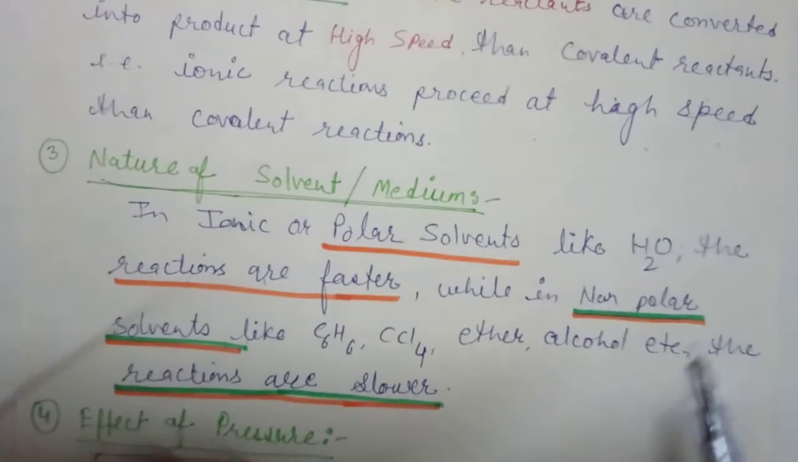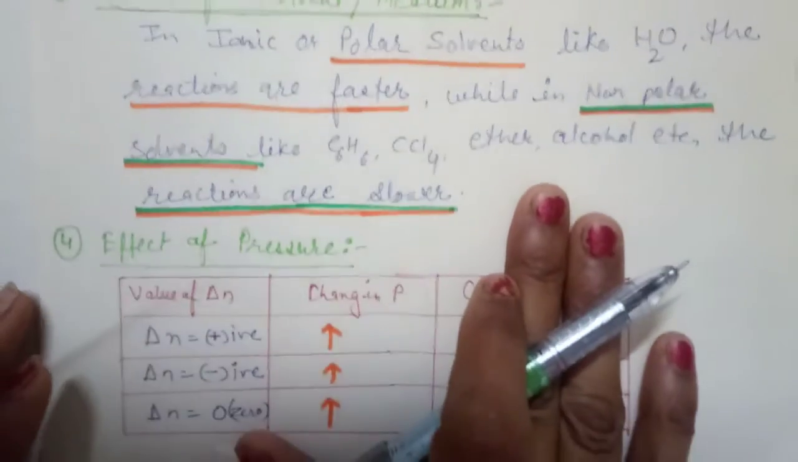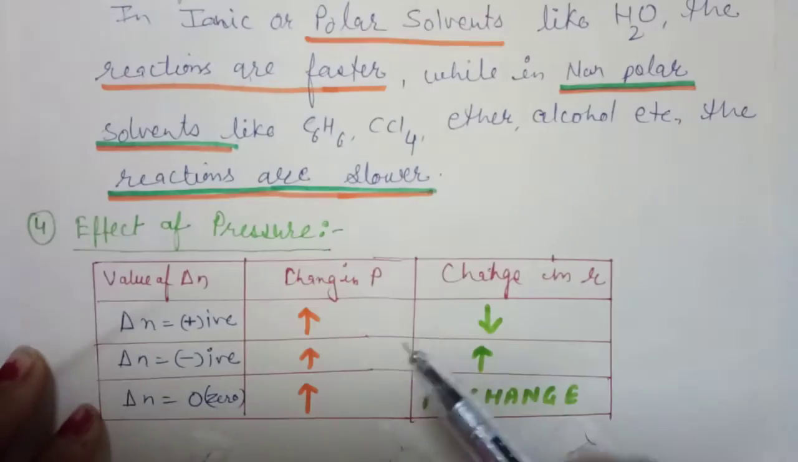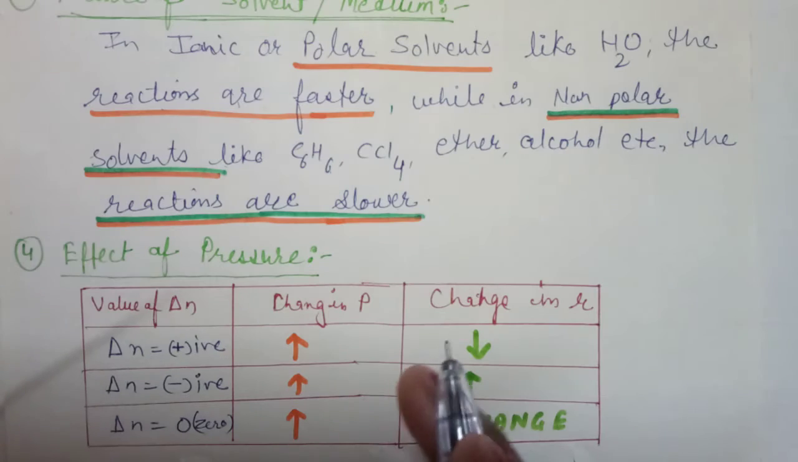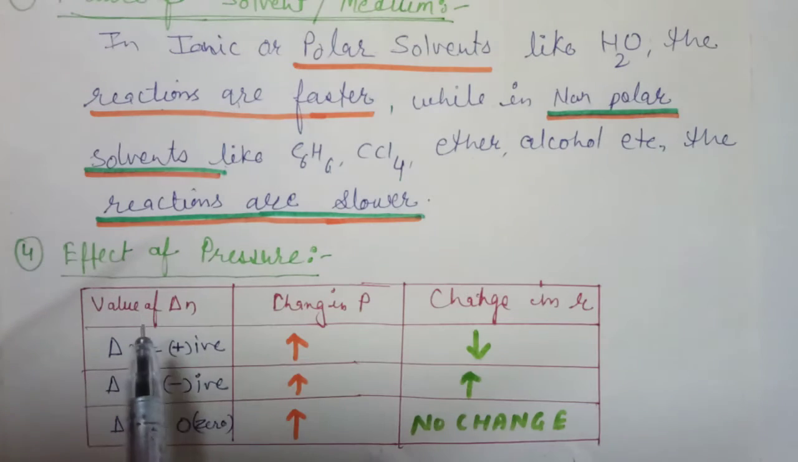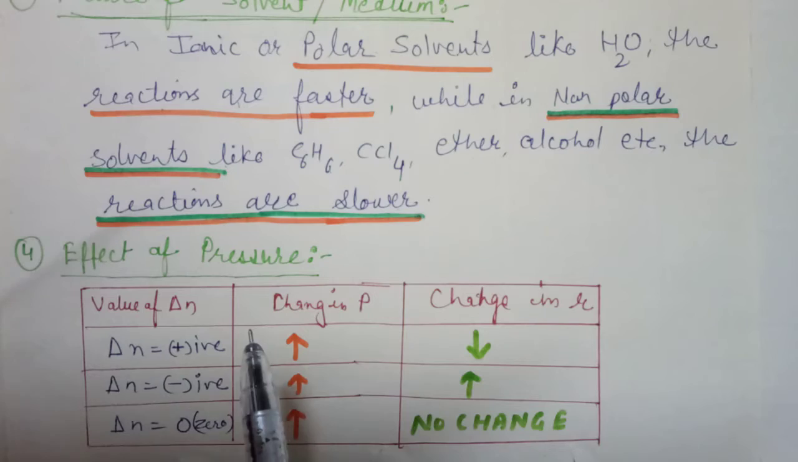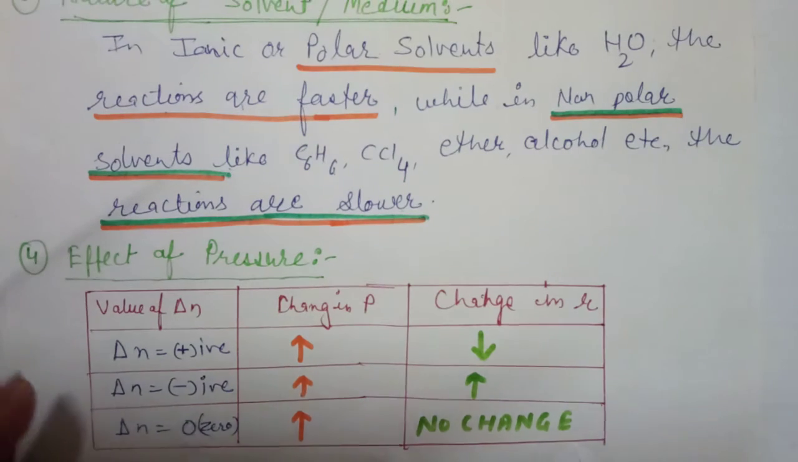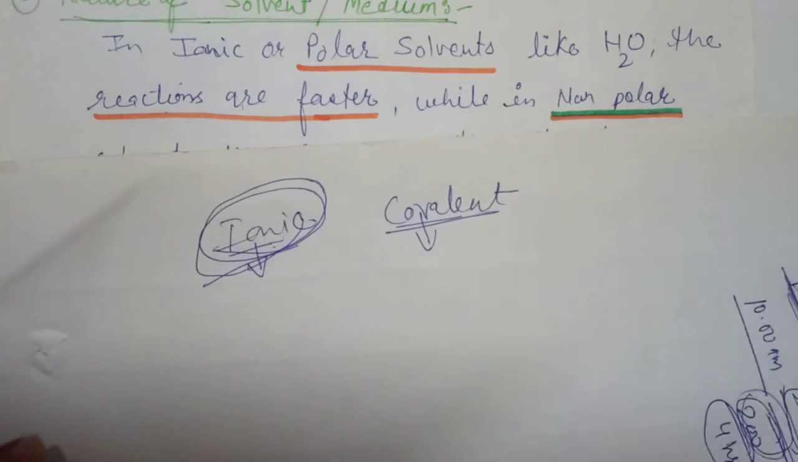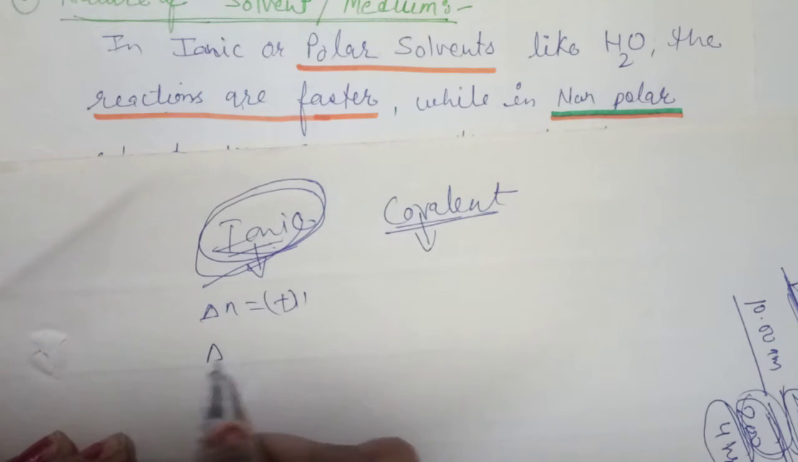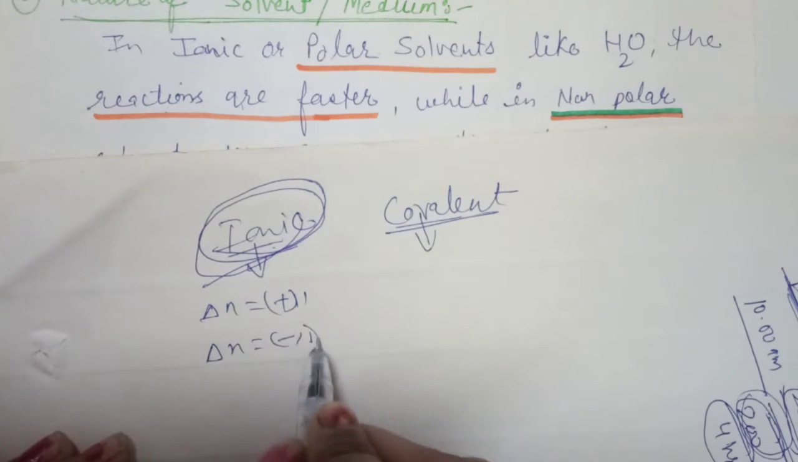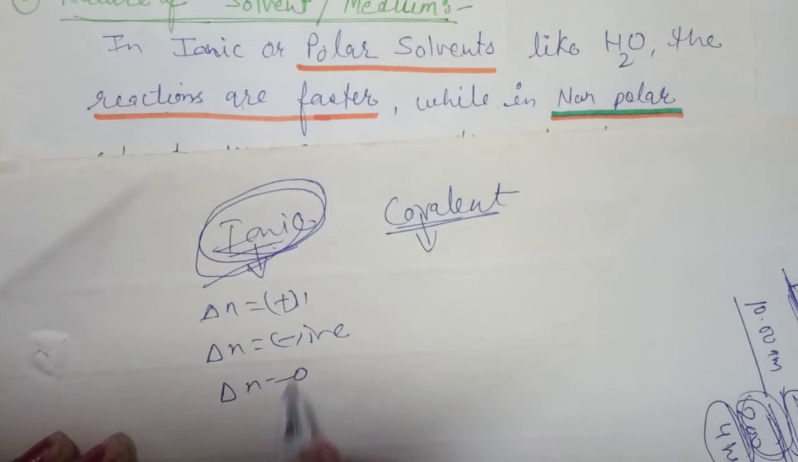The next effect is the effect of pressure. A very important factor. This actually depends upon the nature of the reaction. It all depends on delta n. Delta n means the change in the number of moles. As we have discussed in the equilibrium chapter, there are three types of reaction: delta n positive, delta n negative, and delta n equal to 0.